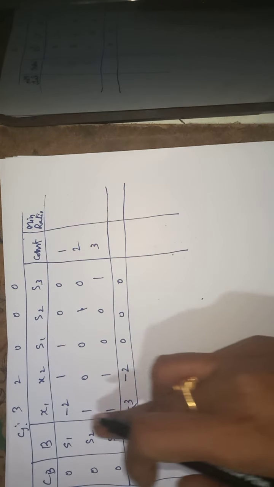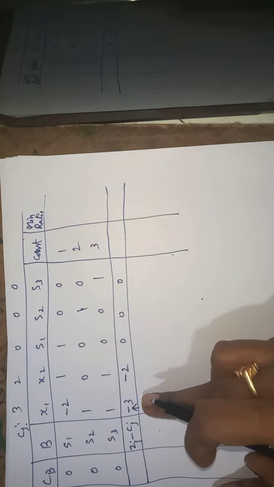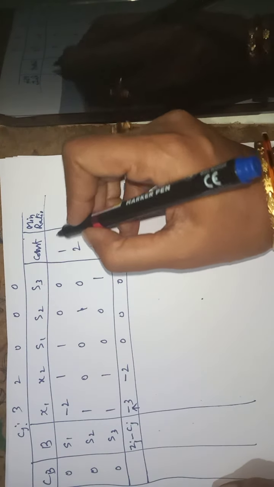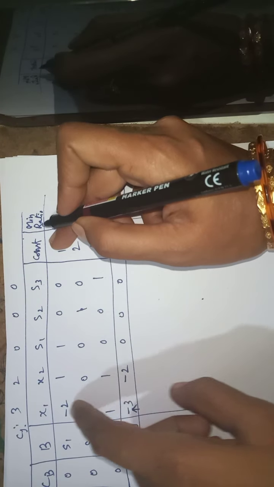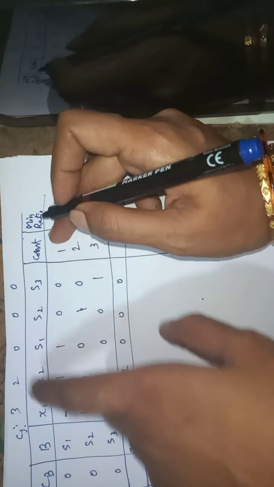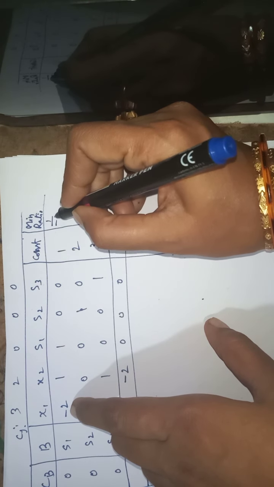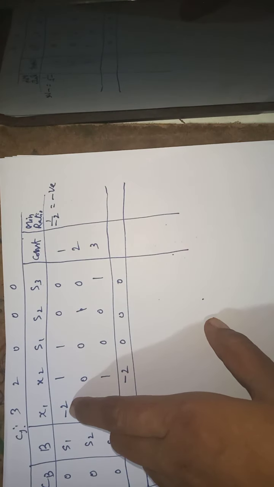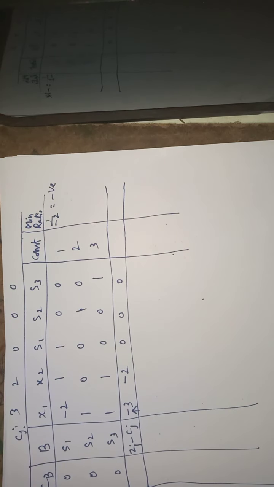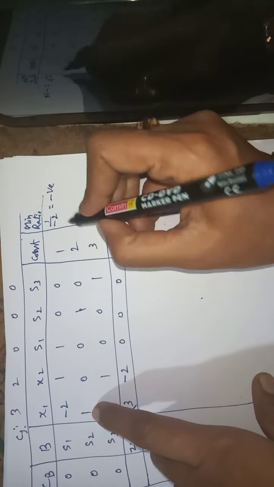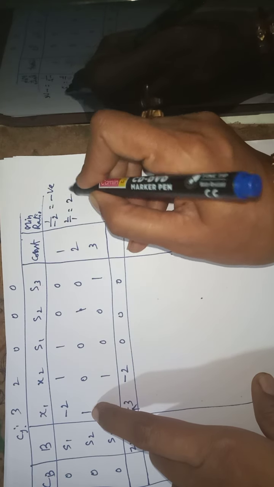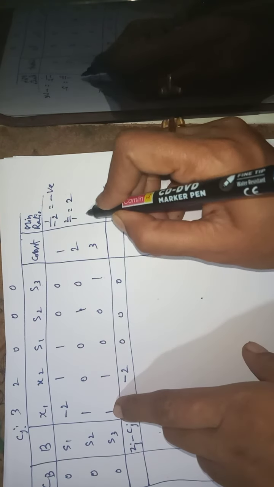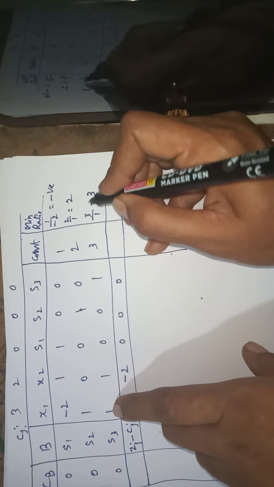Now here we choose the first column, called x1. Now coming to the minimum ratio: since we chose the first column, 1 by minus 2. 1 by minus 2 is minus 0.5, a negative value. Whether negative or positive, you write it down. Now the second value is 2 by 1, 2 divided by 1 is 2. 3 by 1, 3 divided by 1 is equal to 3.